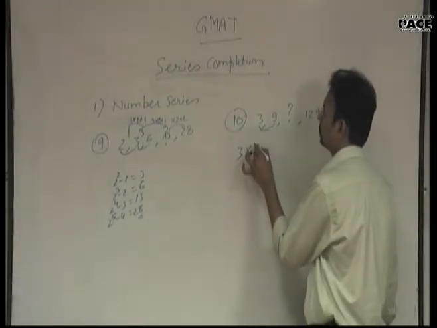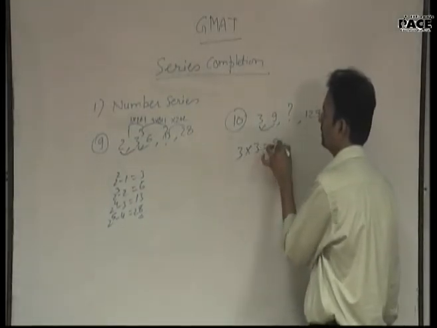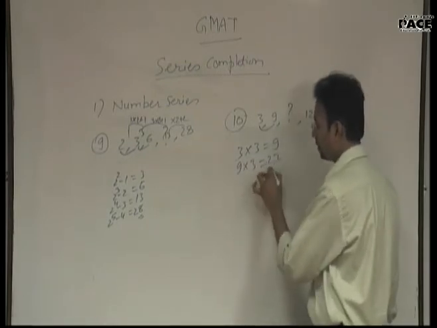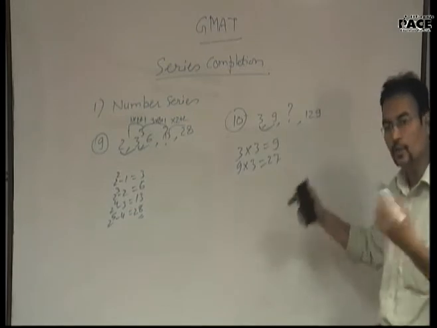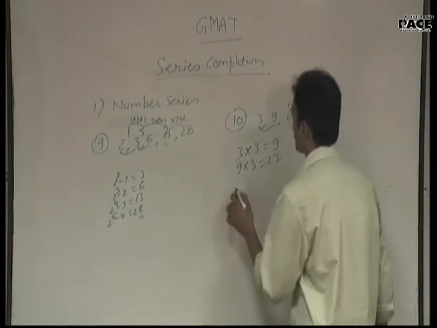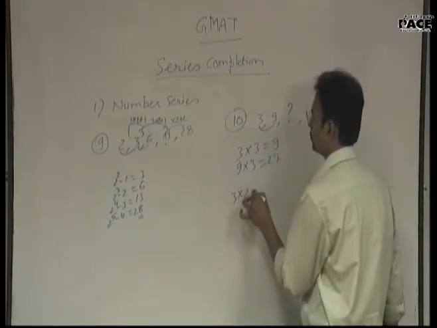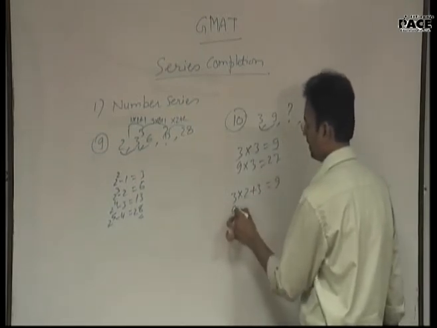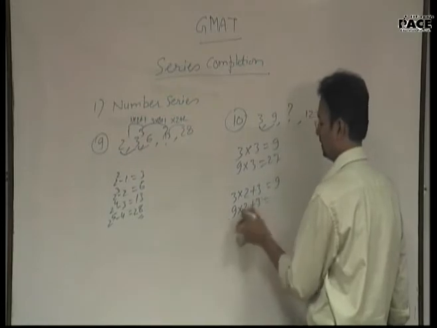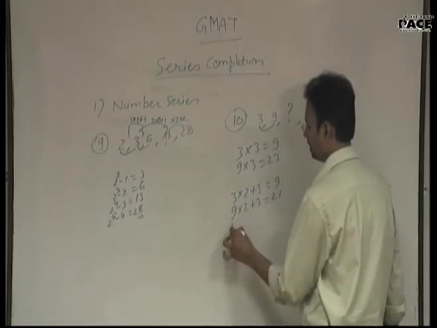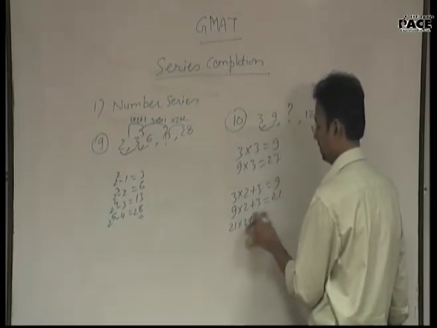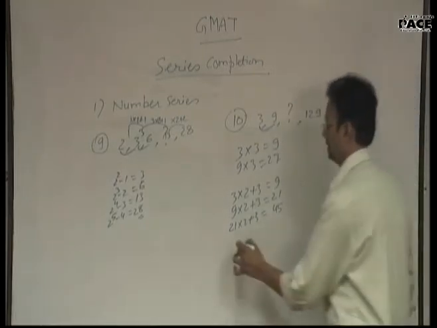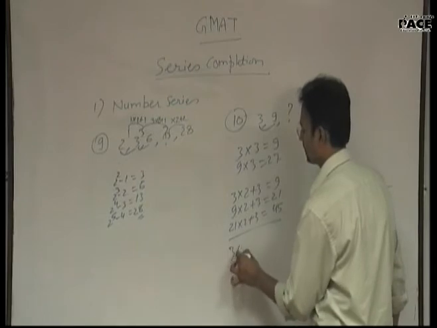3 into 3 is 9. 9 into 3 is 27. But we will not get 129. So we can adopt another method. That is 3 into 2 plus 3 is 9, 9 into 2 plus 3 is 21. Again 21 into 2 plus 3, but we are not getting it here. So we can further change our solution.